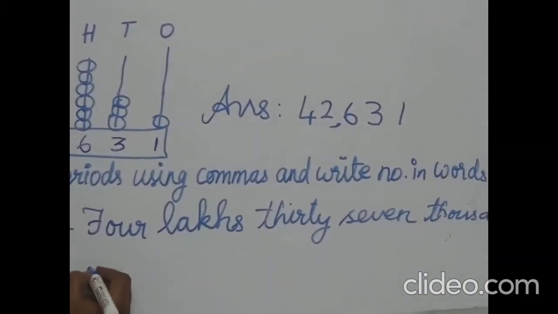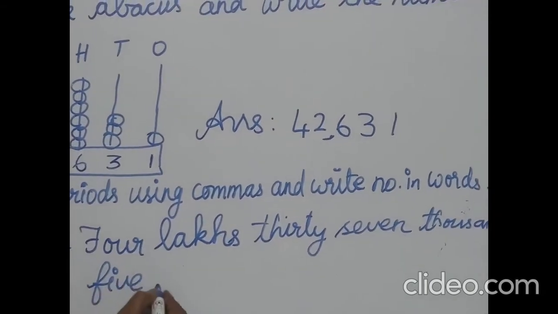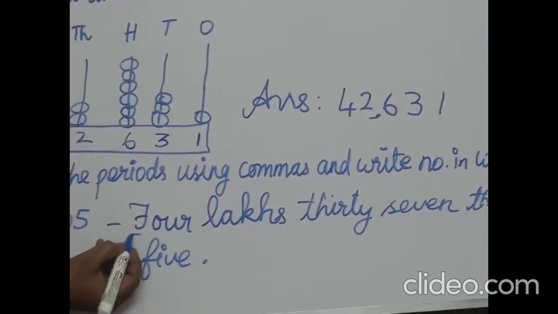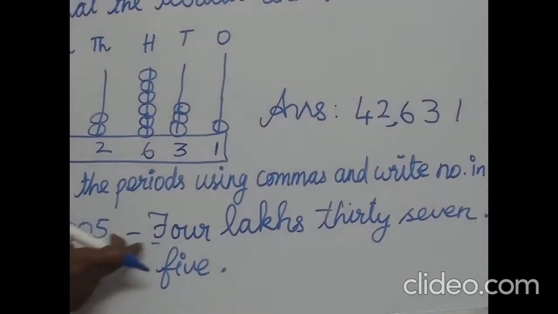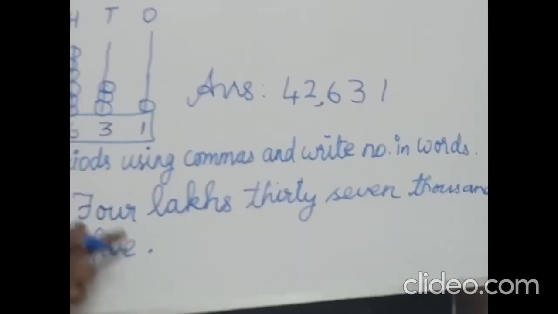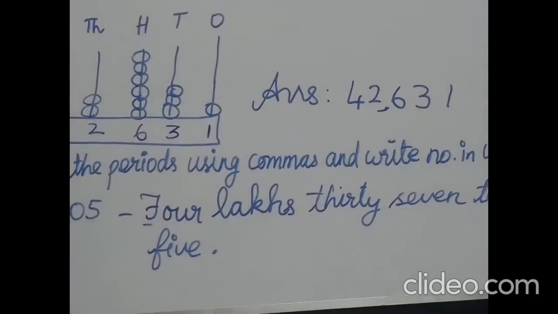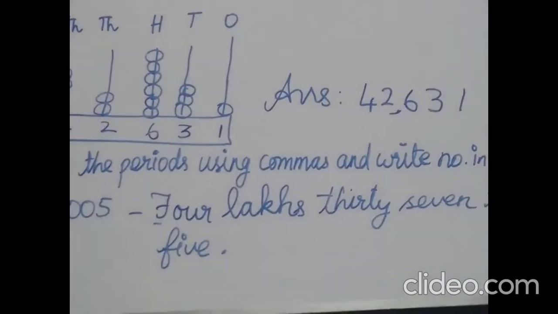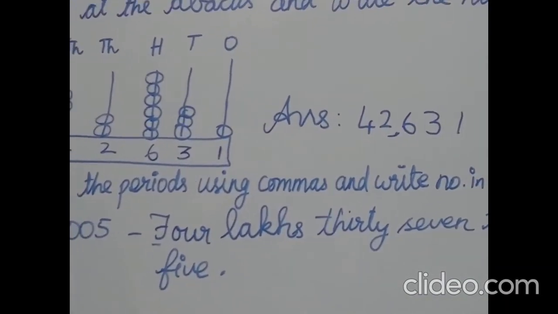7,005. So always start with a capital letter. So 4 lakhs 37,005 is the answer. So I hope that similarly we have in a book more sums are there, you have to complete.